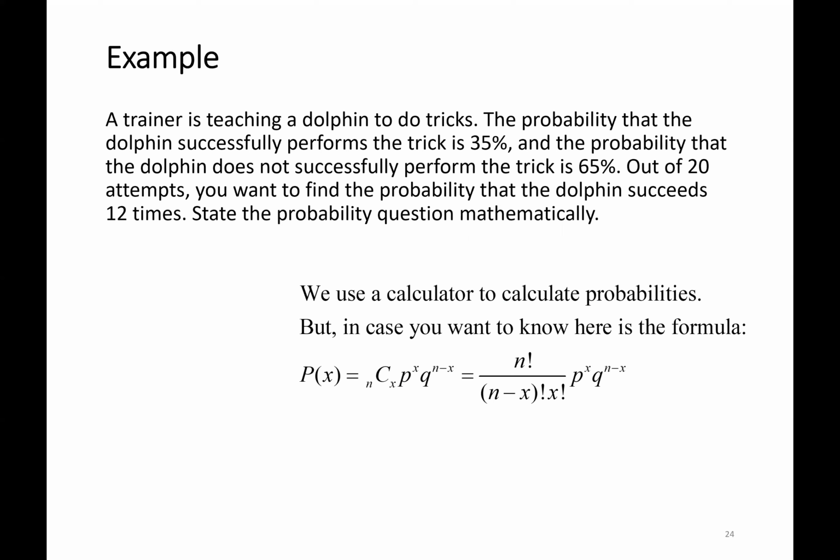So the probability that we're interested in is the probability that our random variable takes on the value of 12. The random variable could take on values anywhere between the dolphin gets it incorrect every time, or one time, or two times, or three times, up to that it gets it correctly 20 times. So what's the probability that it gets it exactly correct 12 times?